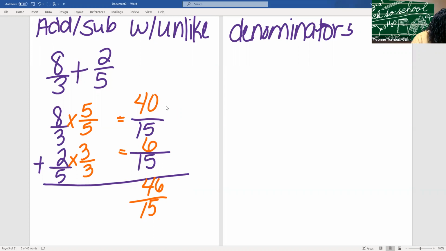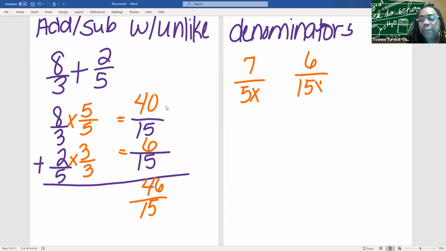Now let's look at where they're not the same. Let's throw some variables in there, shall we? All right, let's see. The direction says we have 7 over 5x and 6 over 15x squared. That's a comma. Right now we're just working on finding the LCD. We're not adding anything, we're just working on finding the LCD.